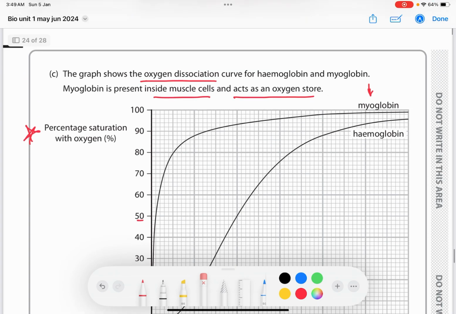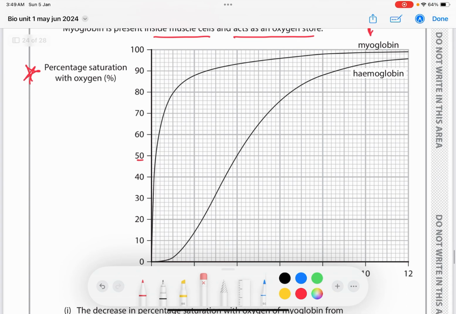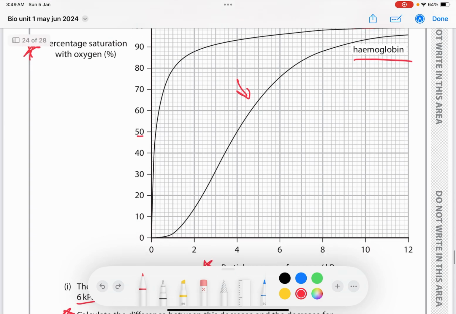So as you can see over here, the line for hemoglobin is more towards the right. And the line for myoglobin right over here, actually, wait, let me draw that bigger. See, it's more over here to the left. So they're asking us why the dissociation curve is like this.